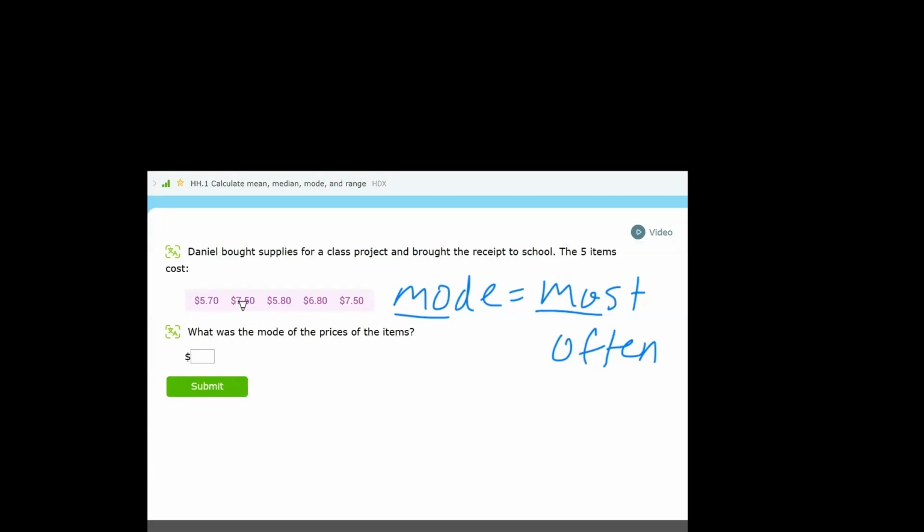Just by looking, I see that $7.50 appears the most often. It appears twice compared to all the other numbers. So that is my mode.